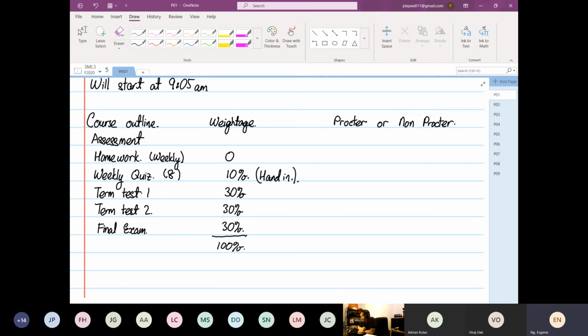Okay. Do you know the advantage of the exam or the term test being proctored? What are the advantages? Anyone? Easier. Yeah, absolutely right. And non-proctored, is it going to be easier or more difficult? So I would say proctored exams are easier. Non-proctored exams can be more challenging. So what do you want now?